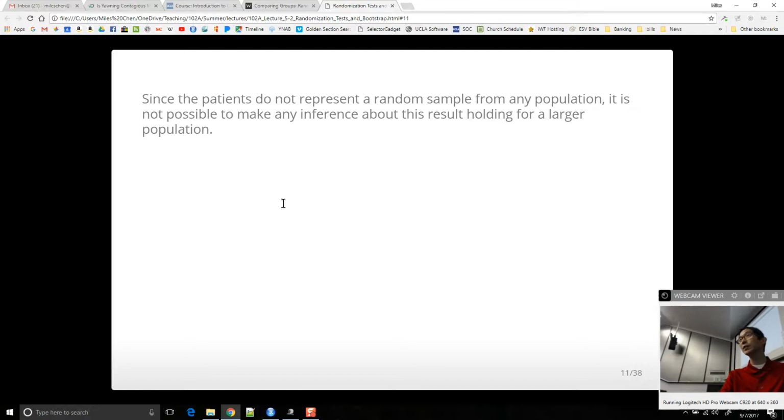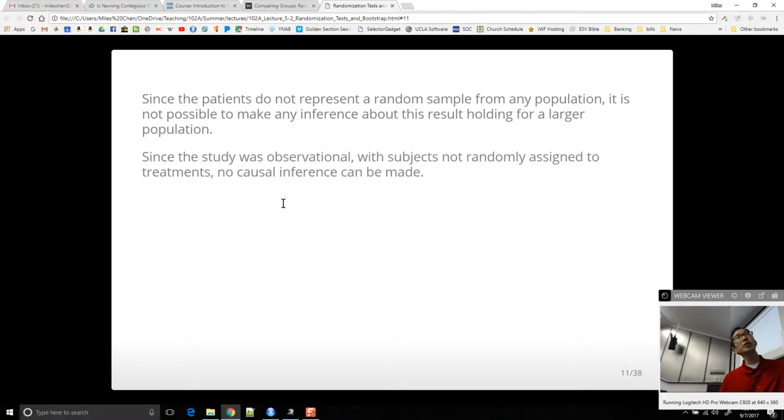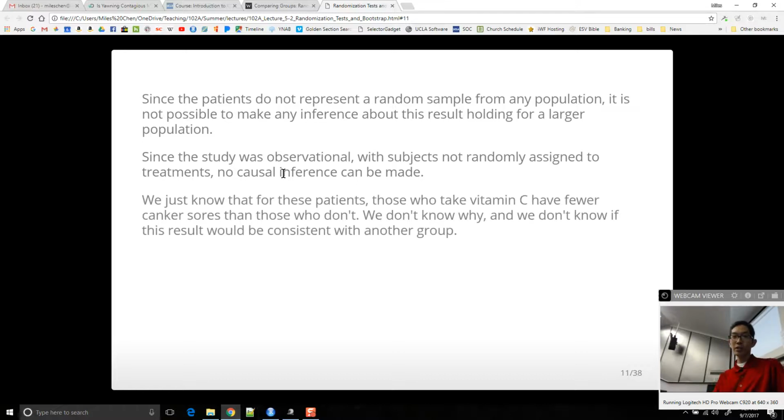We can't make any kind of conclusions about the population. And this was an observational study. We did not tell who's going to take vitamin C and who's not going to take vitamin C. We just asked them, do you take vitamin C or not? And therefore, we cannot make any kind of cause and effect conclusions. So in essence, all we can say is that for these patients, those who take vitamin C have fewer canker sores than those who don't. We can only report exactly the results that we see. We don't know why, and we don't know if this result would be consistent with another group of people.